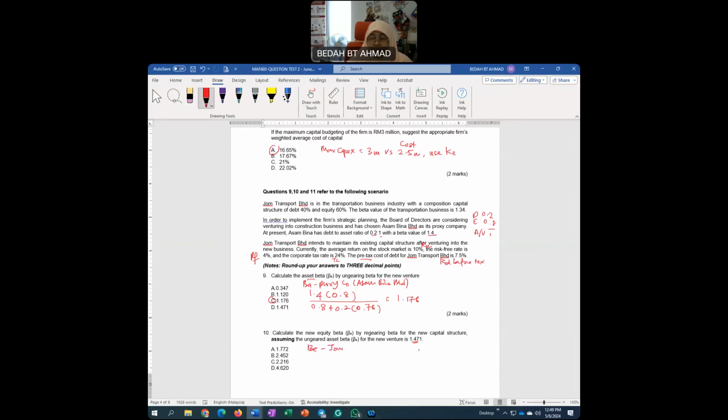Jom Transport. So here beta equity is the beta assets. Beta asset is given as 1.471 multiplied by the value of equity 0.6. So here debt 0.4, equity 0.6 for the Jom Transport. So 0.6 plus 0.4, 1 minus TC 0.76. Then the whole thing you divide by value of equity 0.6. So 0.76 multiplied by 0.4, plus 0.6, multiplied by 1.471.